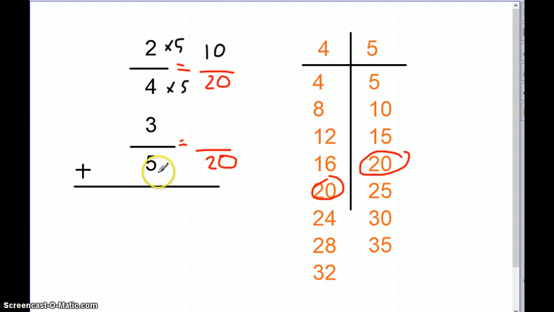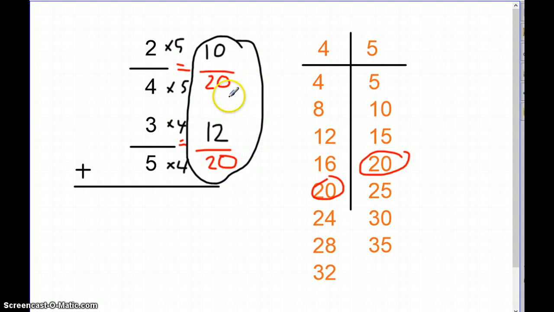Let's look over here. We're going to ask ourselves that same question. How do we turn a 5 into a 20? We multiply it by 4, okay? So whatever we do to the bottom, we must do to the top. 3 times 4 is 12, okay? So now we have two fractions with the same denominator. So now we can easily add them.